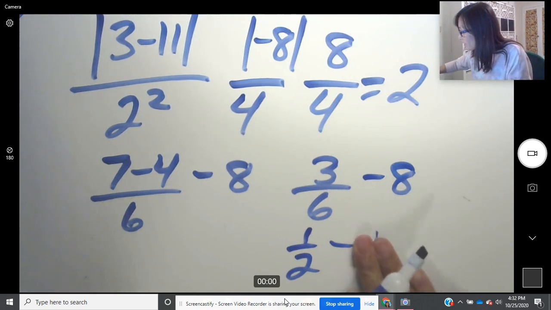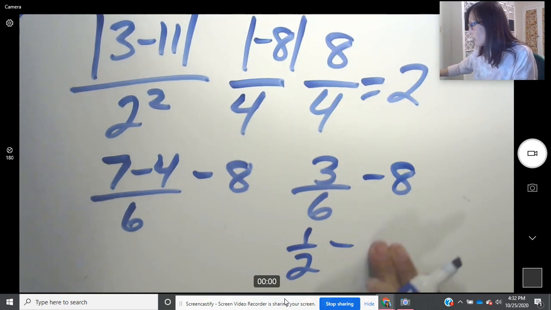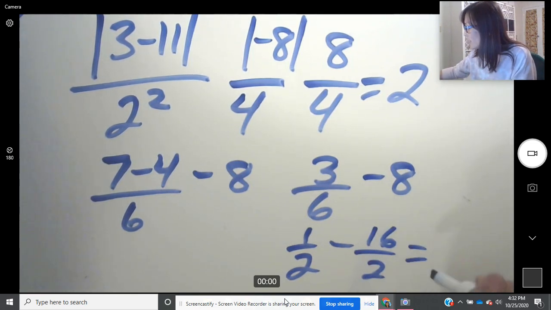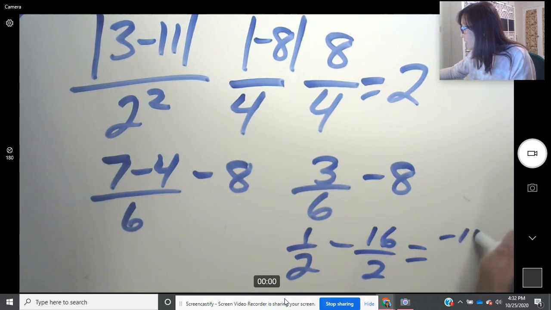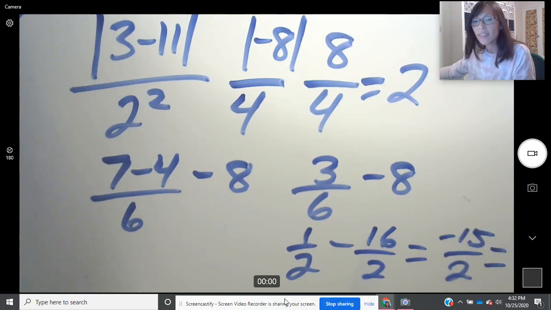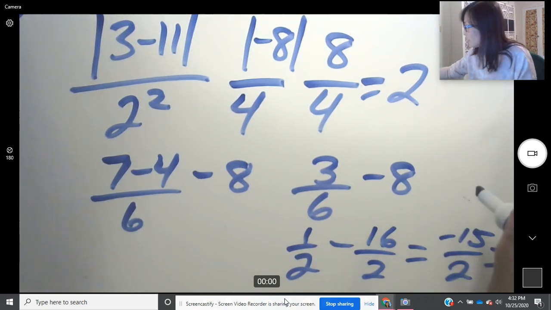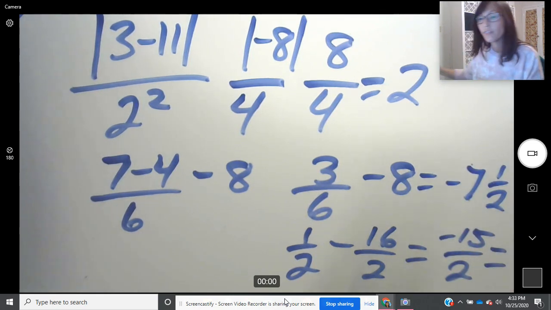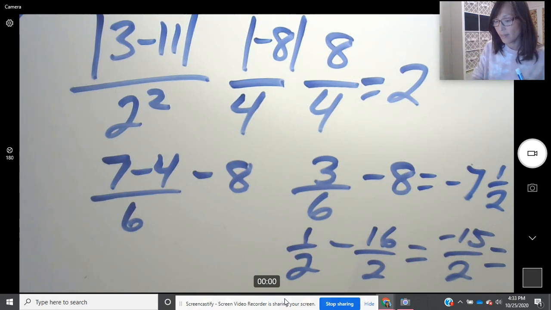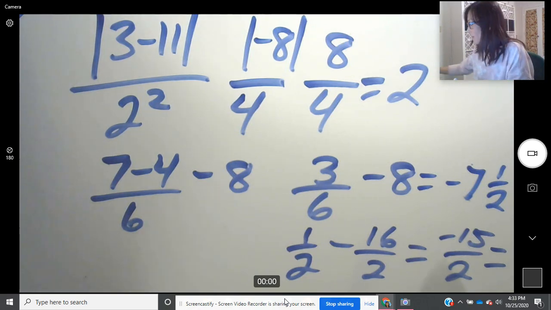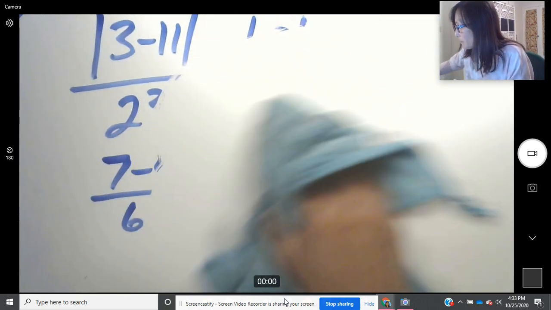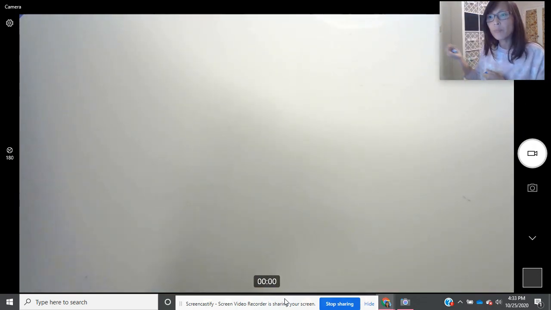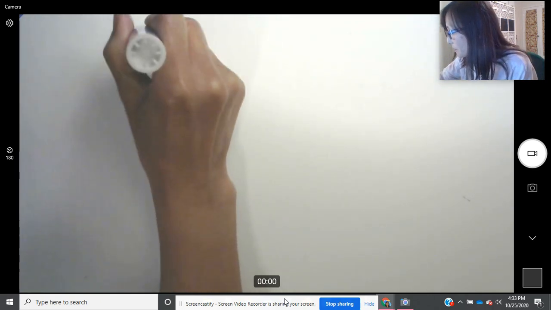8 is really the same as, if I'm trying to find a common denominator, 16 halves, and then 1 minus 16 is negative 15 halves, and that is the same as negative 7.5. And this is the last problem we're going to look at.